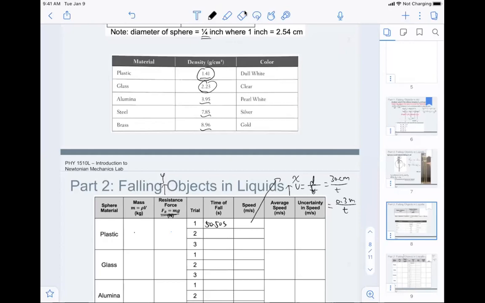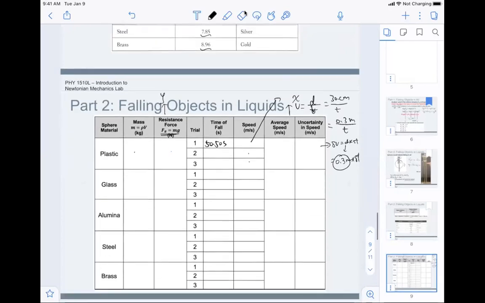Okay, so that you're able to put in all of the speeds, and then again, for uncertainty, you can see delta V is D times delta T. And again, D now is 0.3 meters. Okay. So previously it's 2 meters, now it's 0.3 meters. So that is a different number you have to be paying attention to here.